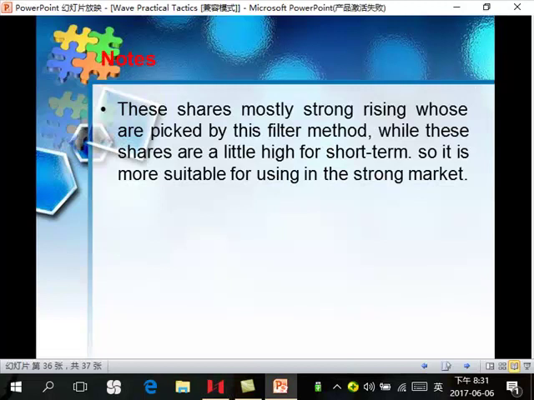These stocks, picked by this filter method, are mostly strongly rising, while these shares are already a little high for the short term. So if you use this method, all the stocks are already high for the short term. So it is more suitable for using in a strong market. If you see the market is strong, it's better to use this method. So this method you should remember.